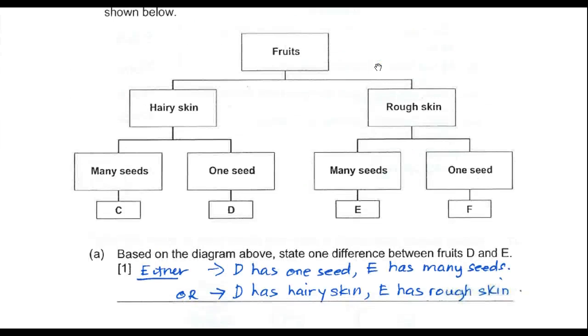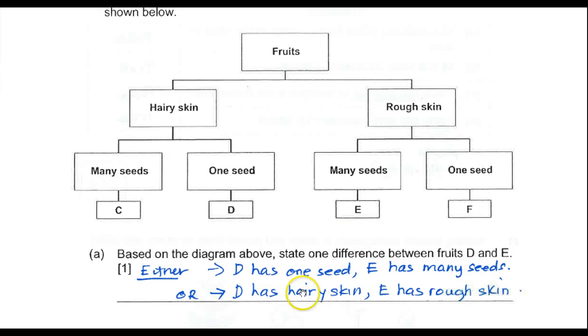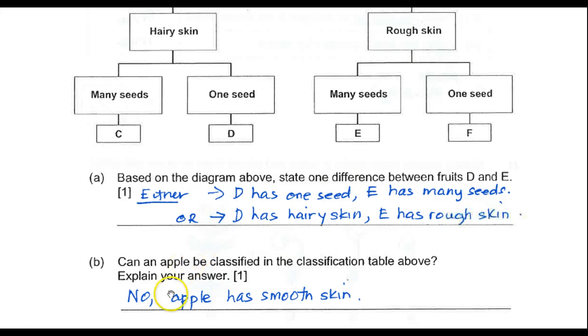Over here, it's easy. Based on the diagram above, state one difference between D and E. Watch out, only one difference. D has one seed, E has many seeds, or D has hairy skin and E has rough skin. Why is apple not placed inside there? The answer is no, apple cannot be placed inside hairy or rough skin here, because apple has smooth skin. Apple cannot be classified under these groups.